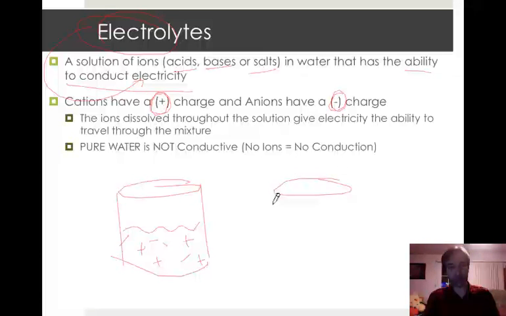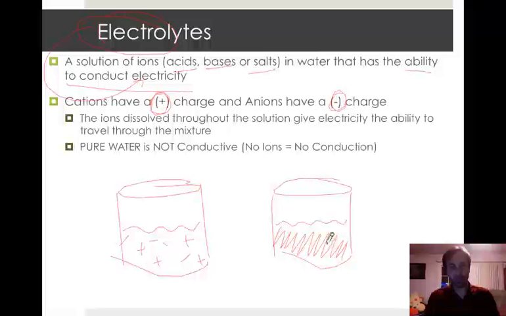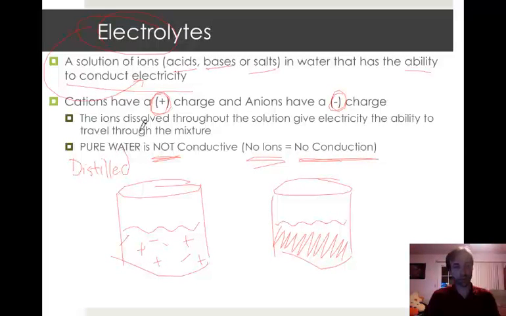If we had pure water, so another beaker, and put some water in there, but there's nothing in here, no positives, no negatives, no ions. It turns out that pure water is not conductive. No ions means no conduction. So if you have pure water, what we call distilled water, it will not conduct electricity. You have to add ions to get conductivity or conduction of electricity. And if you do that, it's what we call an electrolyte.